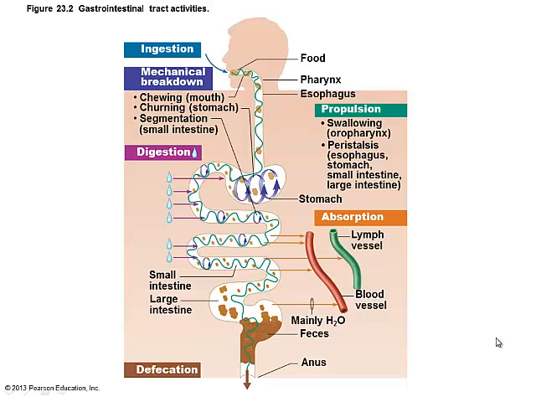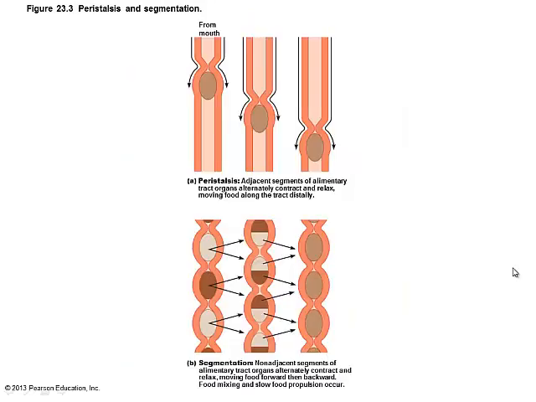Starts at the mouth, ends at the anus. Basically to make big things small. So the process involves all of these steps. We move through the tube via muscular contraction.